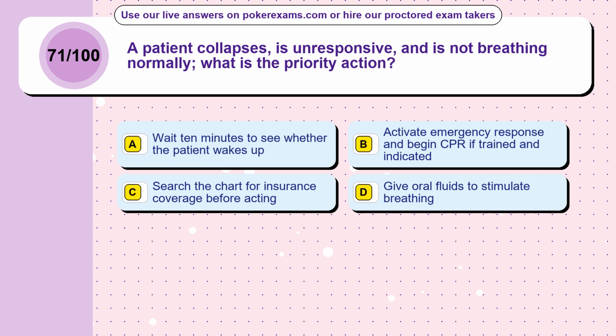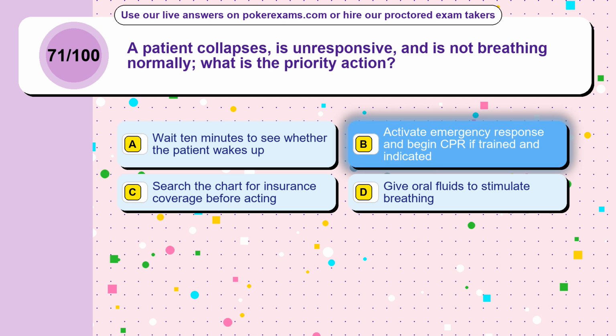Question 71. A patient collapses, is unresponsive, and is not breathing normally. What is the priority action? Option A. Wait 10 minutes to see whether the patient wakes up. Option B. Activate emergency response and begin CPR if trained and indicated. Option C. Search the chart for insurance coverage before acting. Option D. Give oral fluids to stimulate breathing.